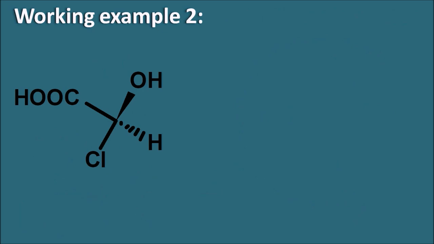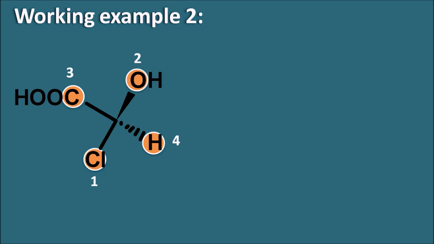Now we are going to take the wedge and dash line projection. Here again, the stereoactive center is attached to four different groups. One is the oxygen of the OH, another is hydrogen, another is chlorine, and the fourth is the carbon of the carboxylic acid. Now again, we have to check which atom has the higher atomic number. Chlorine has the higher atomic number, so we give it preference 1, then oxygen 2, then carbon 3, then hydrogen 4. So in this way, we have given the priority order to the four different groups.